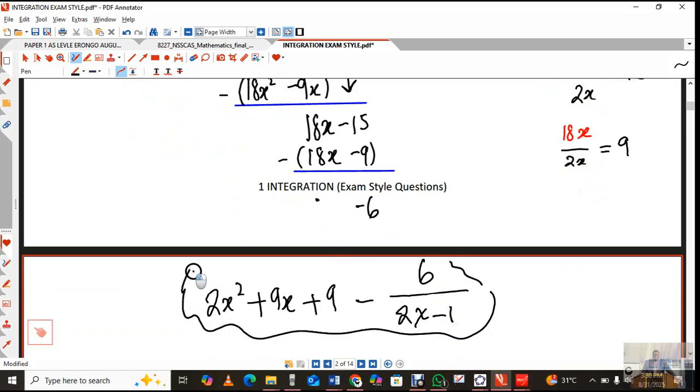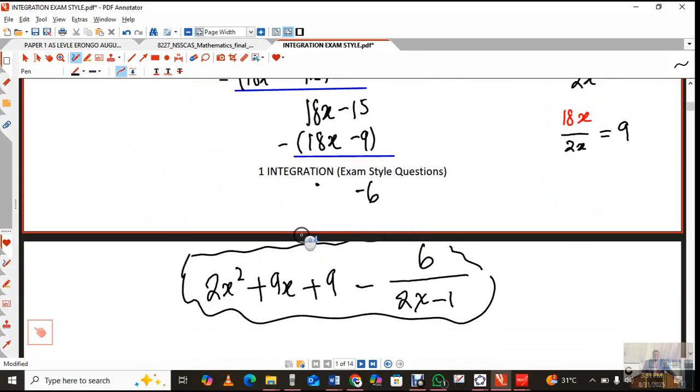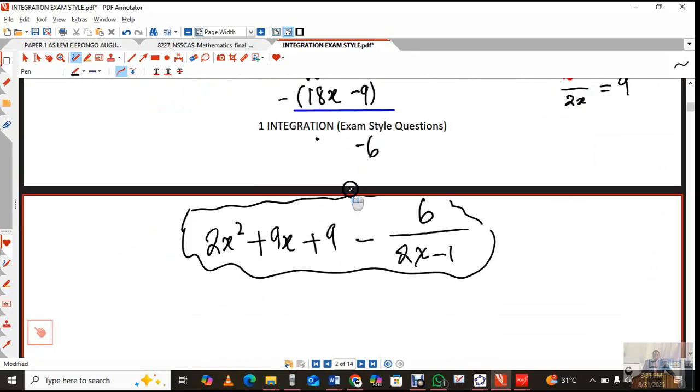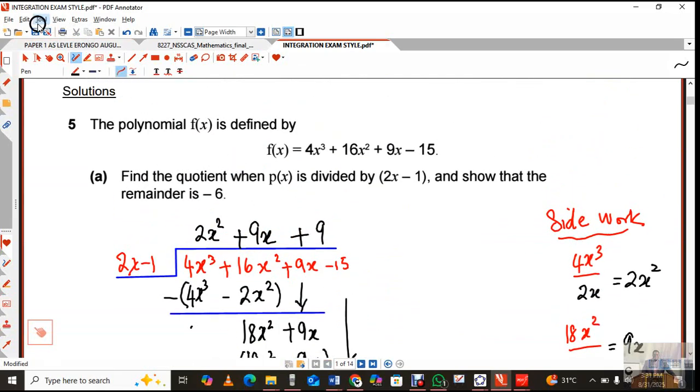Okay, so with the question, if you read the question, it says that you should show the remainder is negative 6. Now you can use the factor theorem in order for you to show that the remainder is negative 6, and then you can get a mark by that, but then don't just end there. So I'll suggest that you obviously also do this. Right, so let us divide then using synthetic division.